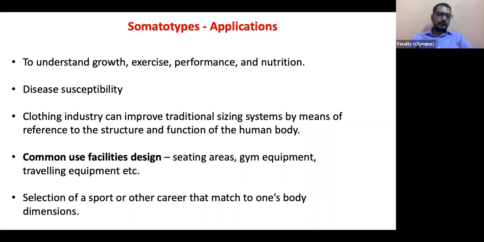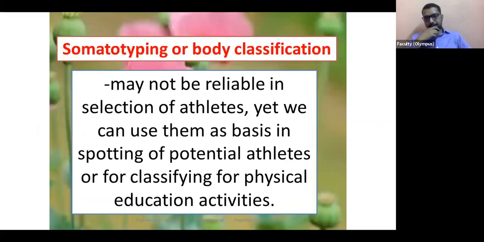The next part is selection of a sport. Is it actually useful? Think about it: can we actually suggest or guide someone into a sport based on their body type using somatotyping? In general, you may say yes. But how far is somatotyping useful for that? I don't think it is completely reliable to utilize somatotyping in the selection of athletes, but it can definitely help us filter, like spotting potential athletes and classifying for physical education activities.